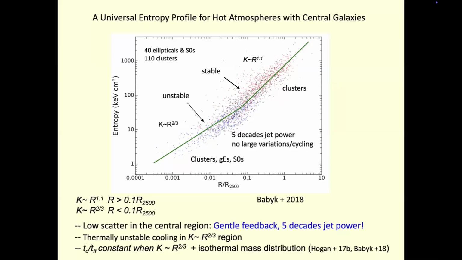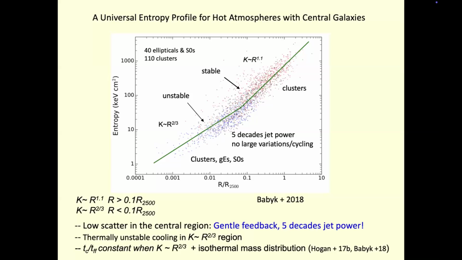That is, cooling plays very little role there. For long cooling times in the outer parts of clusters, you expect a K proportional to R to the 1.1 profile. This is something that Mark Voit and others have shown years ago as a general quality of cluster atmospheres. But then as you get into the inner regions where the galaxy is, there's a break, and the entropy scales as R to the 2/3.